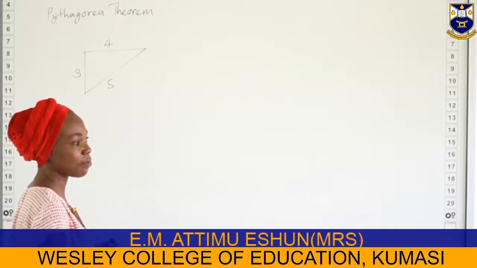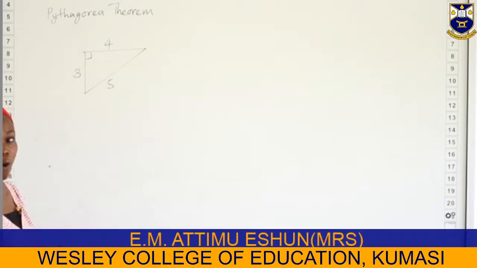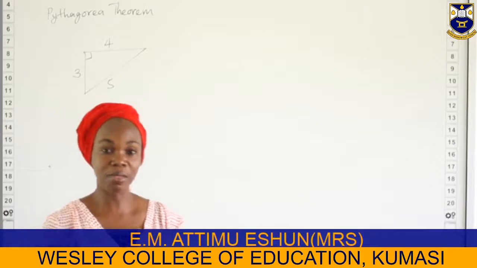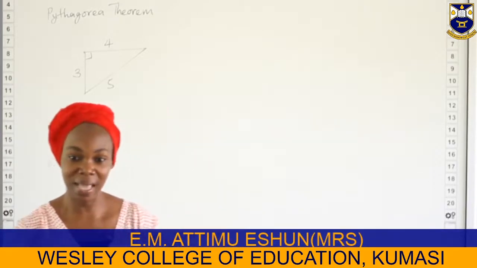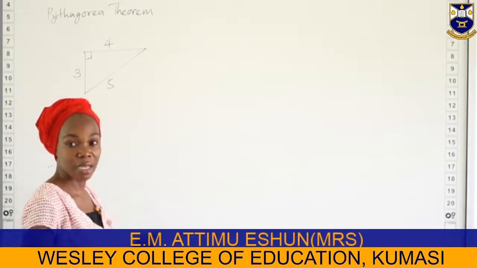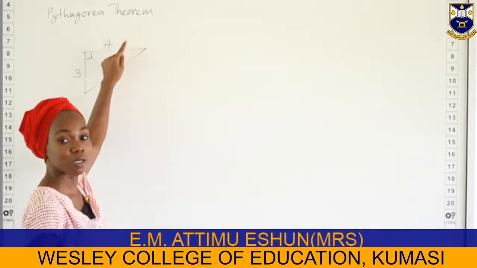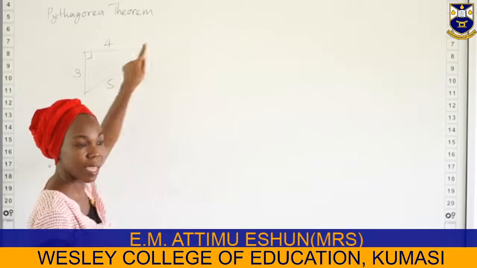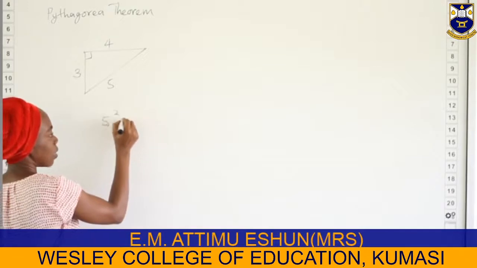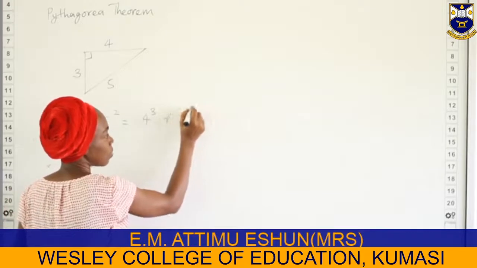Here on the board I have my right angle triangle with the sides 3, 4, and 5. Now the Pythagorean statement or equation or theory says that the square on the longer side of the right angle triangle, which is the hypotenuse side, is equal to the sum of the squares on the other two sides or the legs of the right angle triangle. That means we have 5 squared is equal to 4 squared plus 3 squared.